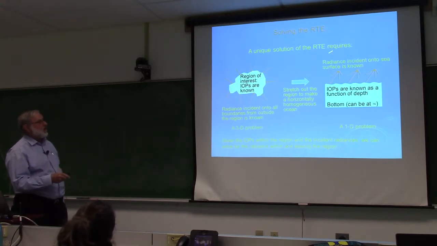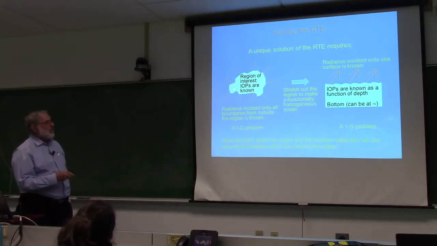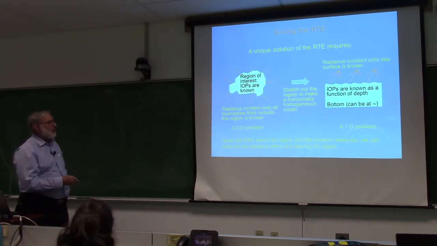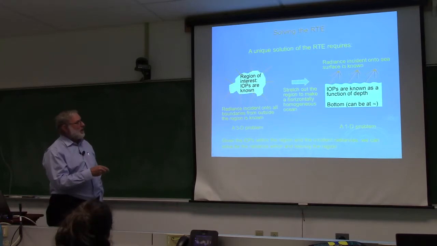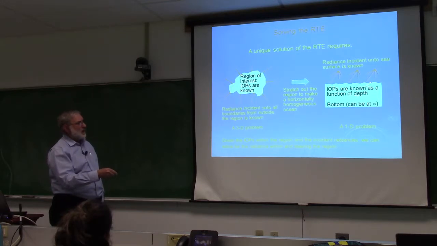In general, to solve the radiative transfer equation, you have some region you're interested in. It's the ocean, it's a cloud, whatever. You have to know the radiance coming in, and you know the IOPs inside your medium. In the ocean, we're going to stretch this region out, make it horizontally homogeneous. The incident radiance will be the sky condition.